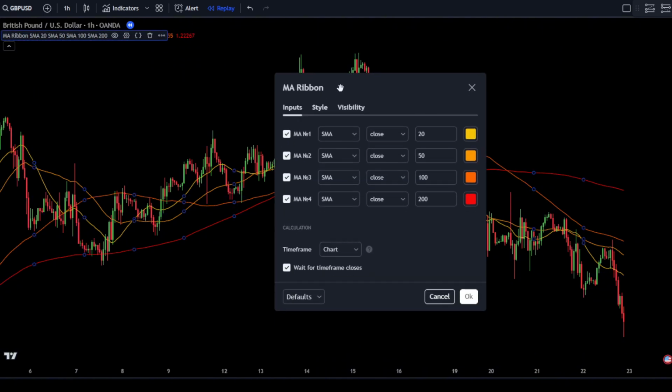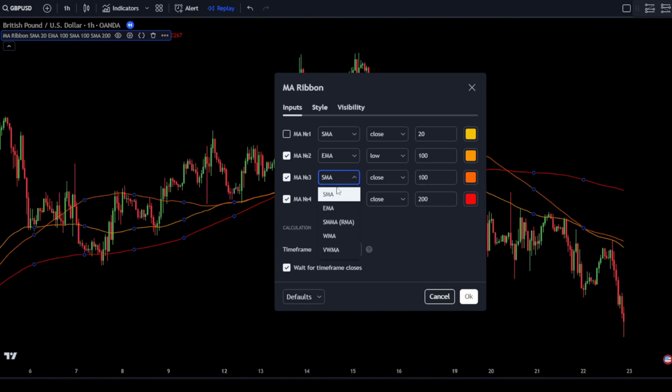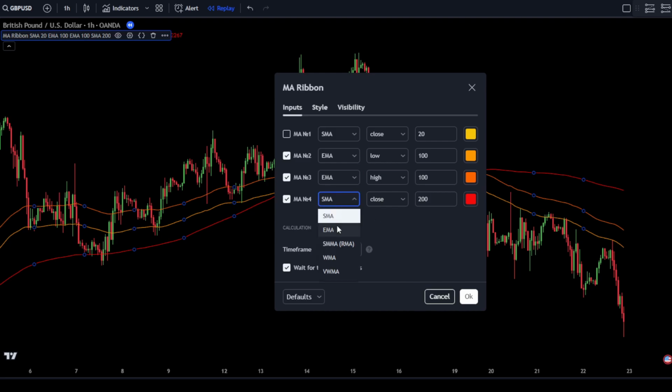In the Input tab, deactivate the mark on MA number 1. Then, change the option for MA number 2 to EMA, and set the EMA option to low. Next, change the EMA length to 100. For MA number 3, change the setting to EMA and set the EMA option to high. For MA number 4, change the setting to EMA as well. Once you're done, set the color of each EMA according to your preference.